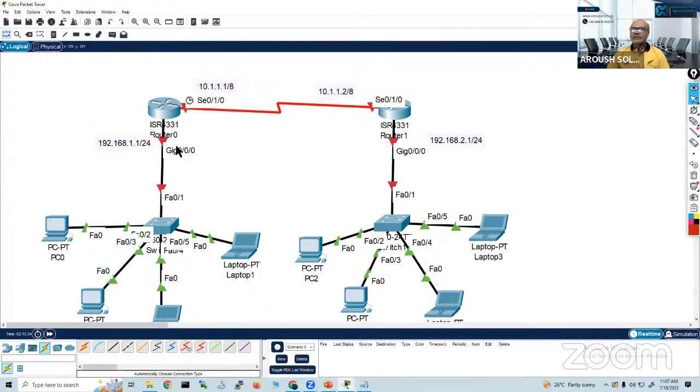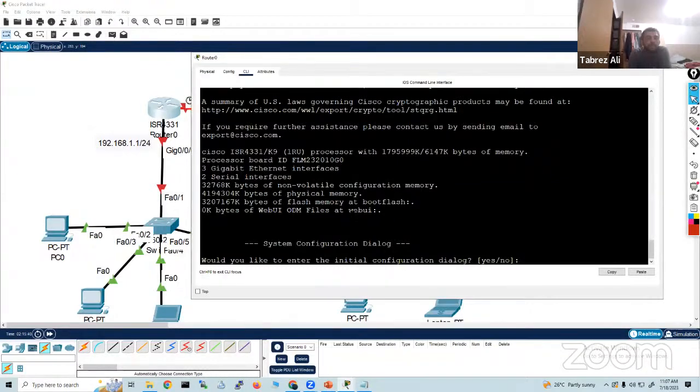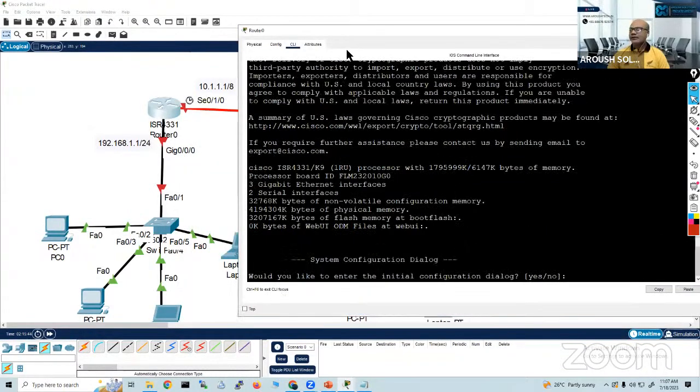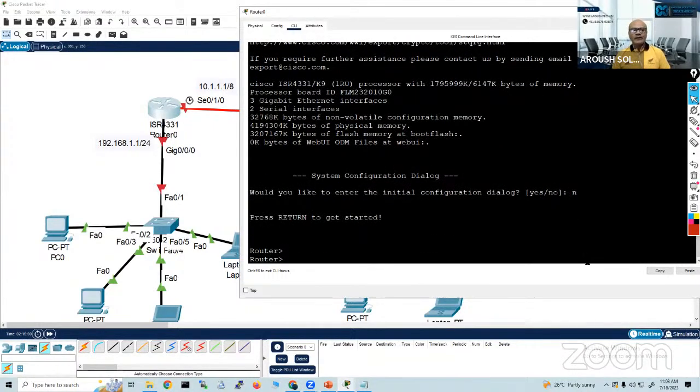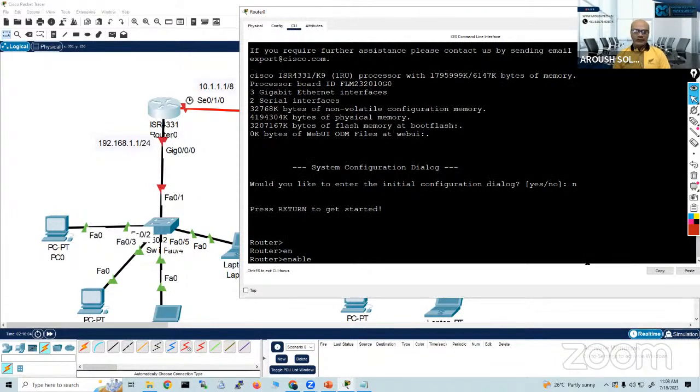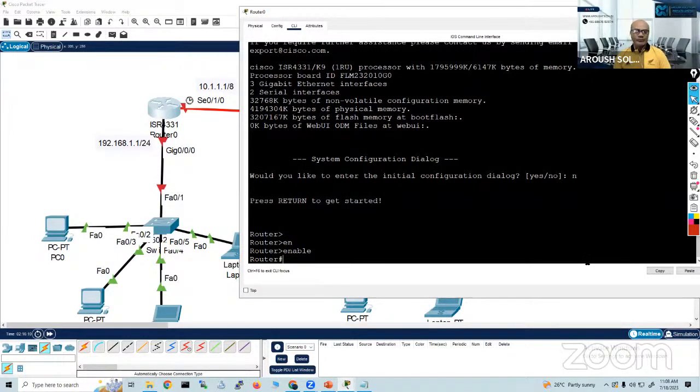See, right now this interface is down, right? Okay, so what should we do first? Configure the router. So first we have to configure the IP address for this interface. When you use this Cisco ISR router, guys, it asks would you like to enter the initial configuration dialog? Press no, don't type yes. Then it will take you to your user mode. Okay, now it has become enable.